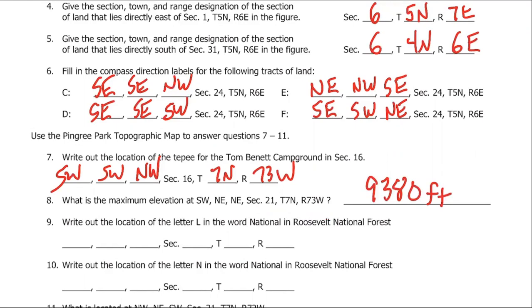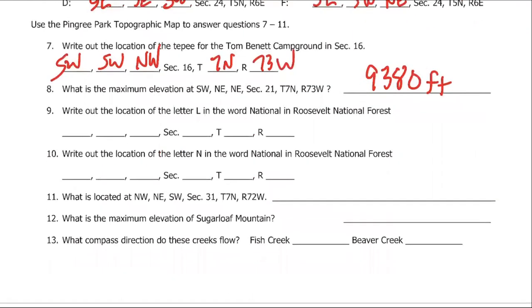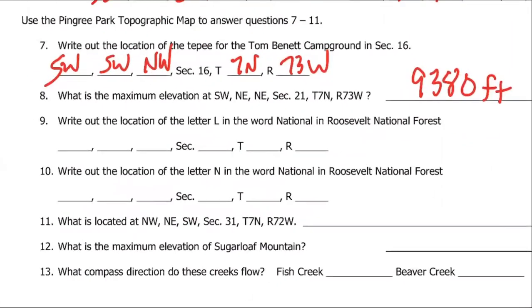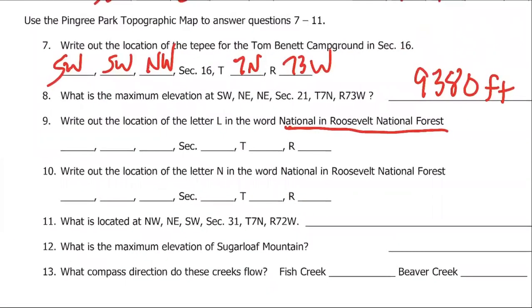All right. Are you ready to do the next one? This is more traditional where you just write out the coordinates. So we're looking for Roosevelt National Forest, literally the words, because there's really so little to look for on this map. They're just asking us to go find the words and then find the letter L. So we're looking for the L in national, and we're going to find that on the map here. And we're going to map it completely out, full coordinates.